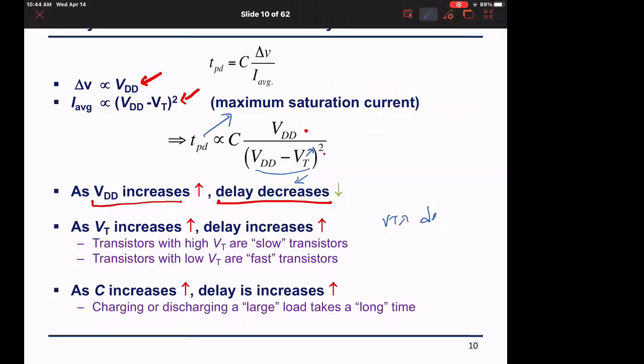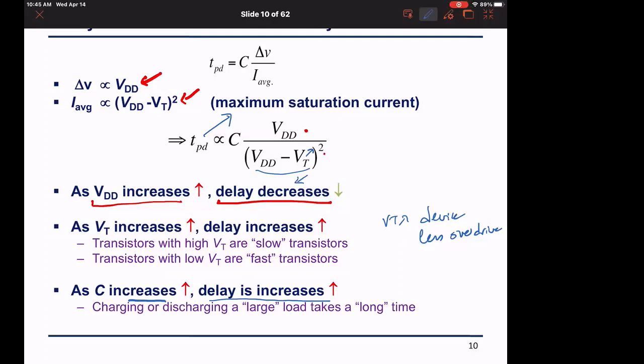And it will be weaker. And then as C increases, of course, the delay is going to increase. Okay, so as C increases, the delay will increase. So the different factors that affect the delay are VDD, VT, and the capacitor, and of course the current, because of the width of the device. The larger the width, the smaller the delay, but we will talk about the width of the device later.